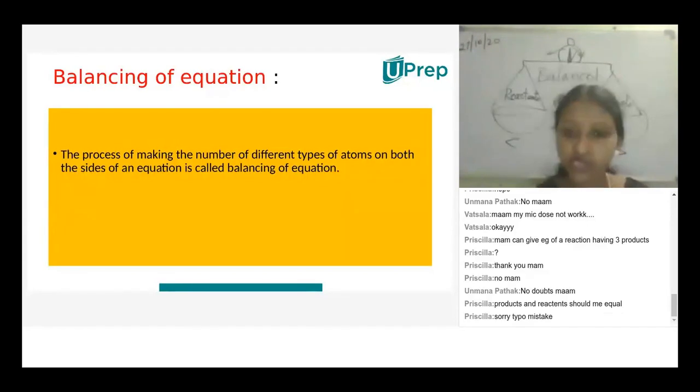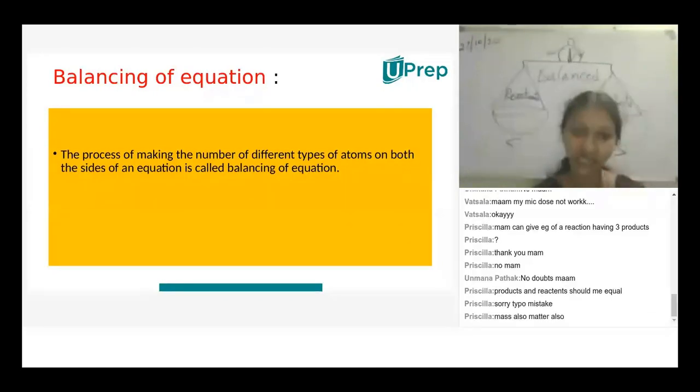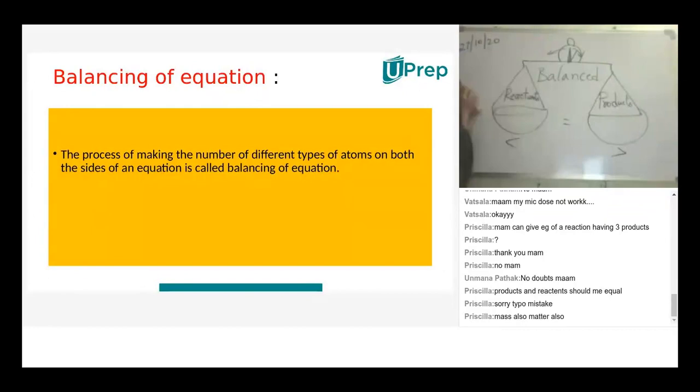According to the law of conservation of mass, the equation should be balanced. Both reactants should be balanced with products. When we write the complete reaction, if we don't want to represent the complete equation, we can go with a skeletal equation. When we write the skeletal equation also, mass matters if it is complete. If you want to write complete, let me explain. I'll give an example.